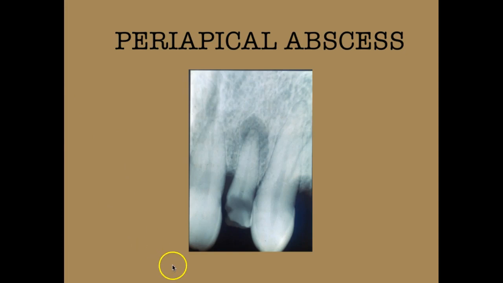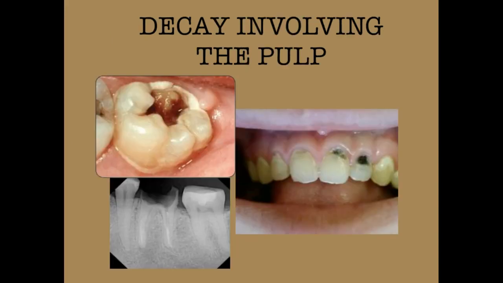Thank you to the internet and other sources for photos. This is a periapical abscess, very evident on a periapical radiographic image. You can see that the tooth has been fractured into the pulp chamber and into the canal. Therefore, that trauma has caused a periapical abscess for that tooth.